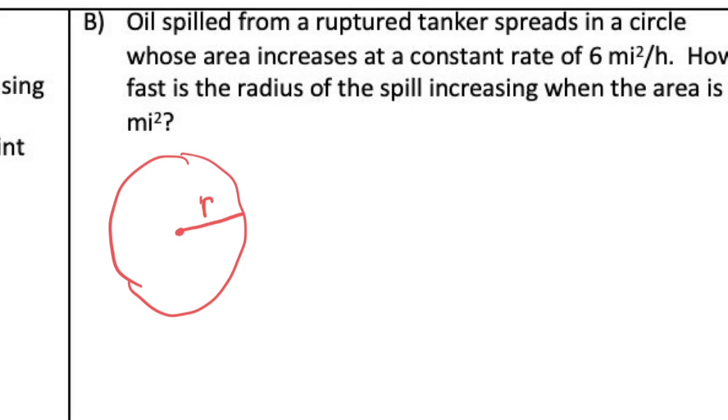Now, the area was increasing at a constant rate. So you wrote your dA/dt as you're given, and make certain that your units are sensible. Area would be squared and time is hours. So that does make sense.